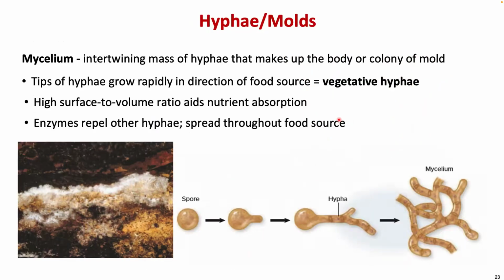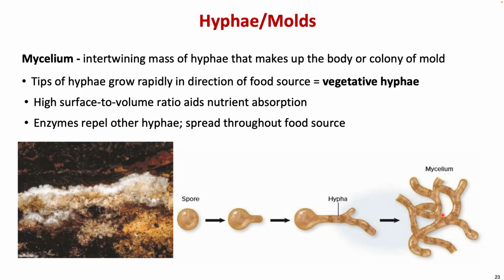Under hyphae and also under molds, we also have the mycelium, basically an intertwining mass of hyphae that make up the body or colony of molds. For example, here is a lot of mold, and within it you have just a single spore. The single spore moves forward, forms a hypha, and then it keeps growing and turns into a whole mycelium itself.